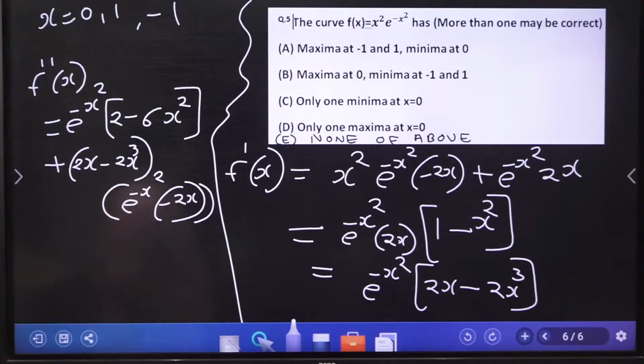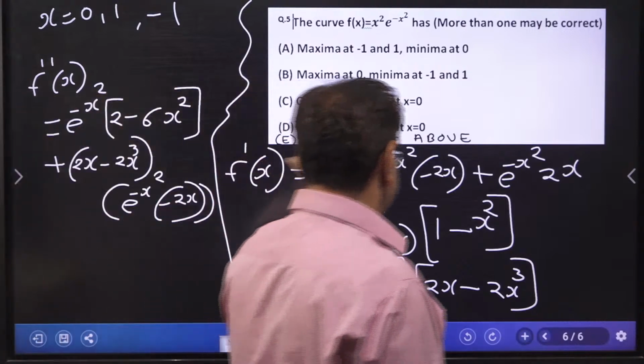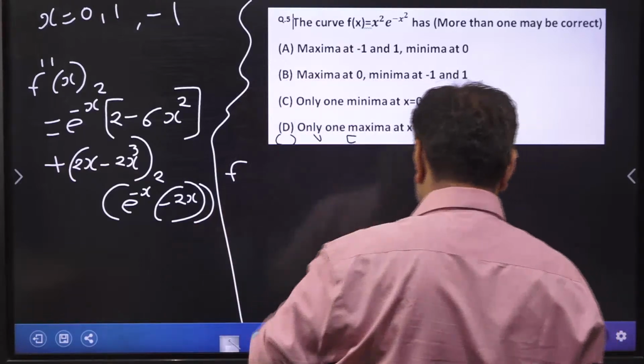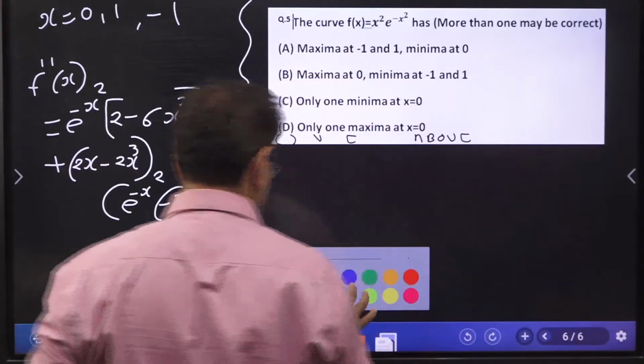So Ayan is answering option number A. Let us check the final answer correctly. And you should have a good command over differentiation. Okay, you should know how to differentiate, how to integrate the functions.